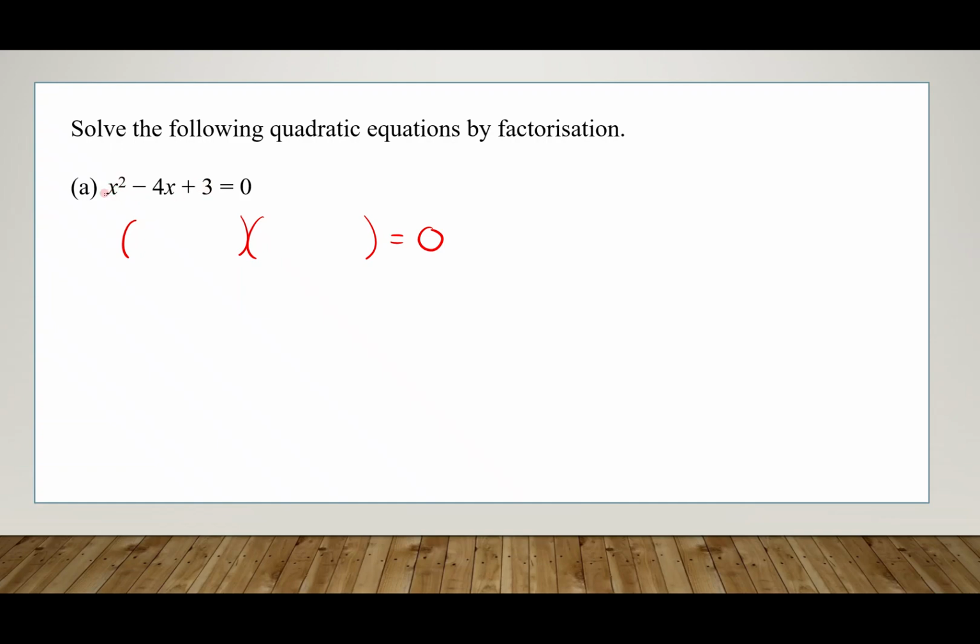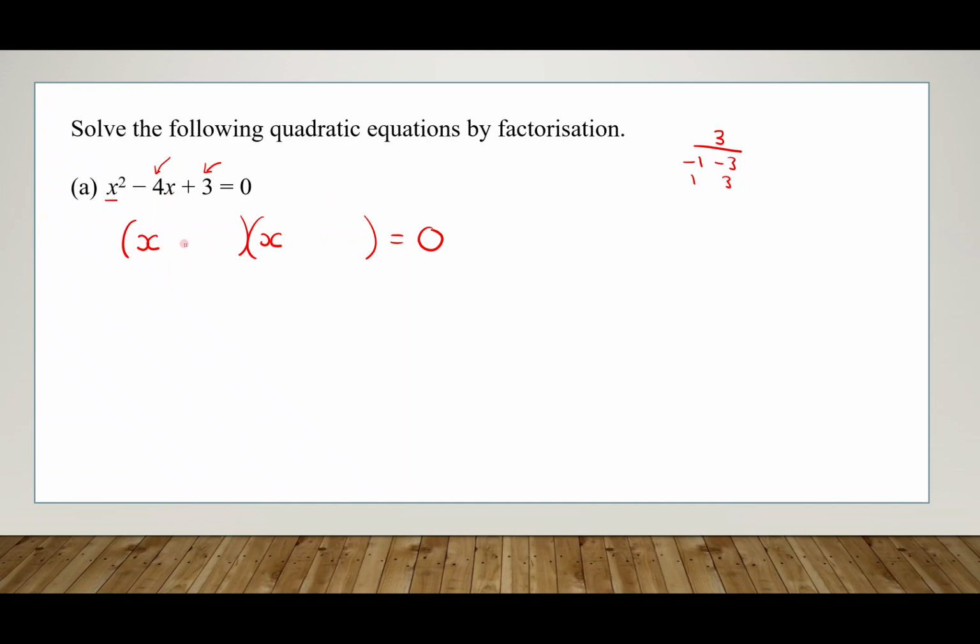Now this quadratic has a coefficient of x squared that is 1. So that tells me that in my brackets I'm going to have two x terms, because if we remember when we expand brackets, x times x is going to give us this x squared. Now the two numbers that go in the brackets are found by looking at factors of 3 that add to make -4. So sometimes it can be helpful to list the factors of 3 over to the side in pairs, so you can have a look and see which ones actually add together to make that middle term.